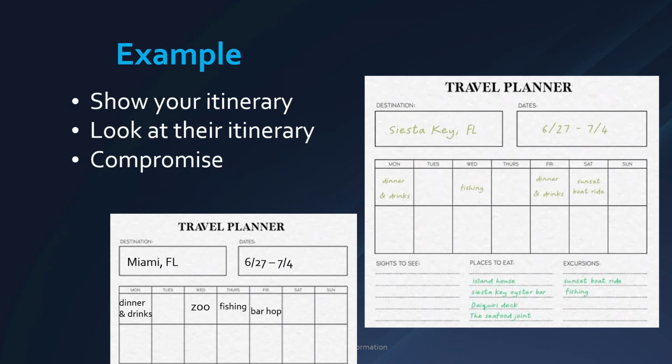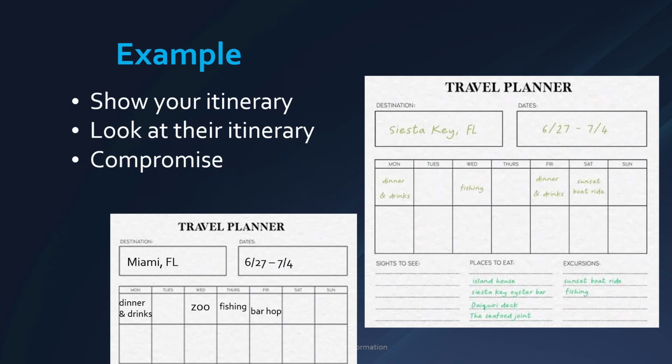Next, we look at all the individual things that we chose. So on Monday, we both picked dinner and drinks. Yay, no conflict. On Wednesday, they picked zoo and I picked fishing. So we look at this and say, well, even though there's a conflict here, actually they wanted to do fishing on Thursday. So what if we do fishing on Thursday and then we also do the zoo on Wednesday? Then everything is actually okay there.